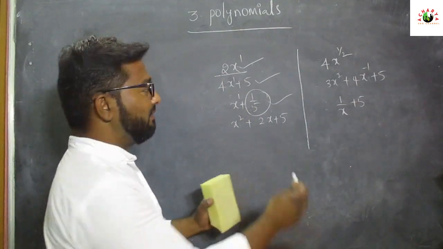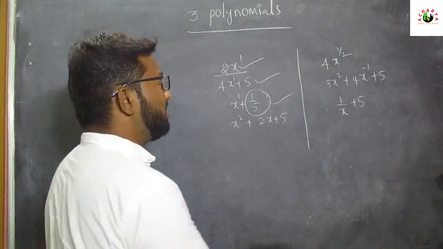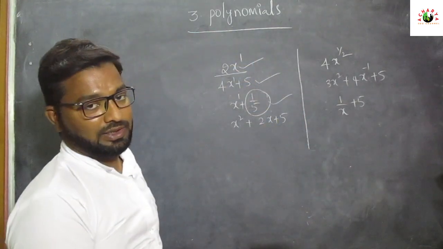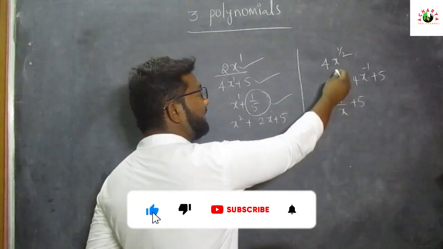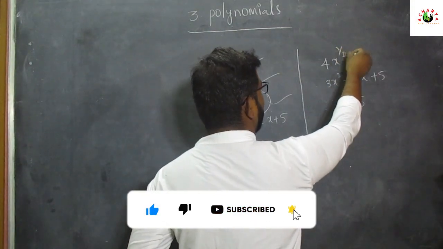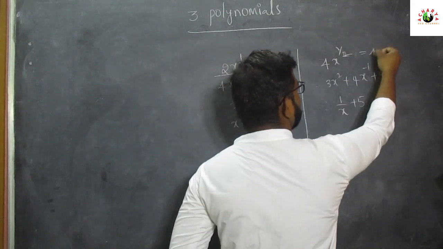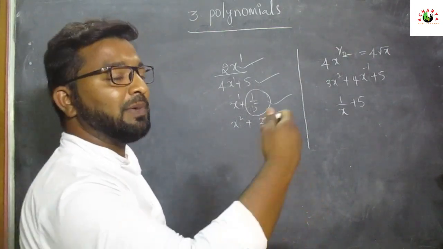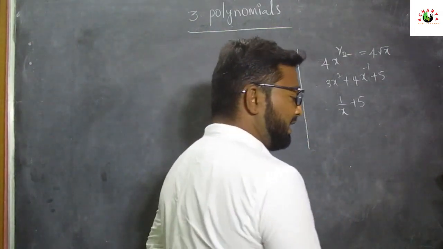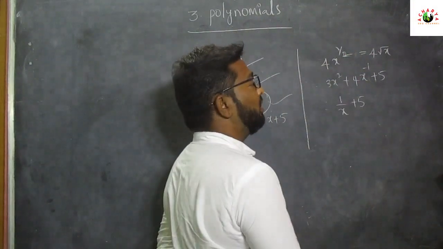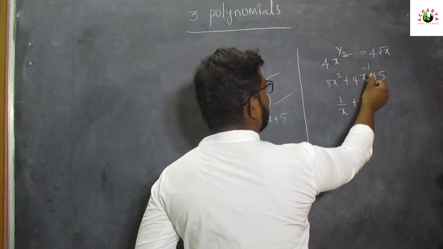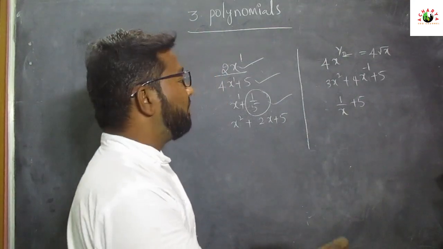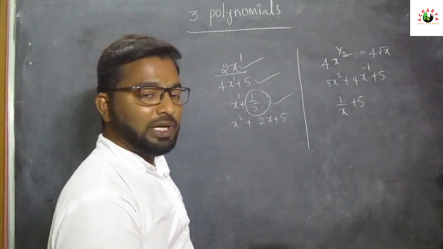And how to identify which is a polynomial and which is not? In the polynomials, the power of x is a non-negative integral power. But here the power is a fraction: x power 1 by 2, which we can write as root x, so 4 root x is not a polynomial. If the power is not an integral power, it is not a polynomial. And in 3x square plus 4x power minus 1 plus 5, there is a negative power. If the variable has a negative power, that is not a polynomial.